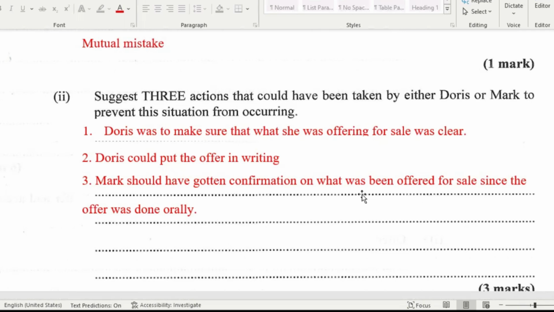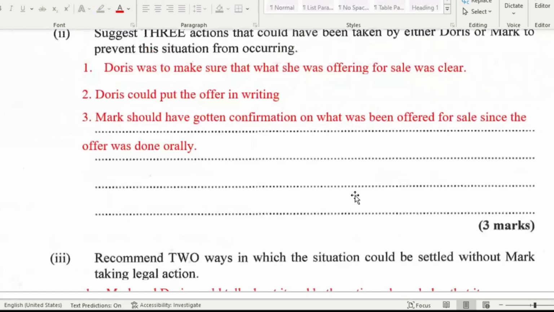And so that's critical. When something is done orally, you want to confirm, ask again, which of the cars are you selling, Doris? Mark could have done that, right? And there are other reasons that you could come up with that. These are just a few suggestions that you could use. All right, let's look at the next question. Recommend 2 ways in which the situation could be settled without Mark taking legal action. Can you think of any way?